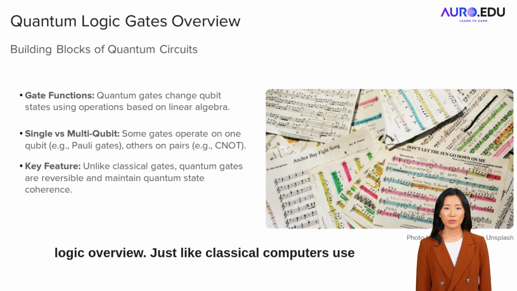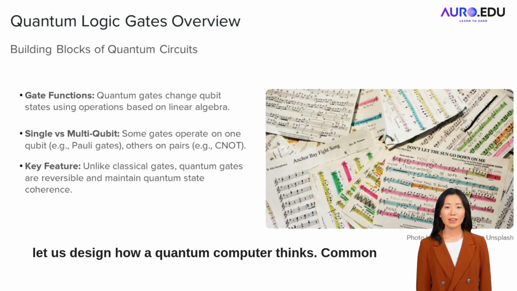Quantum logic gates overview. Just like classical computers use logic gates, quantum ones do too, but they're smarter. Quantum gates control qubit states in ways that allow for powerful calculations. These gates are the basic building blocks of all quantum circuits. They let us design how a quantum computer thinks.